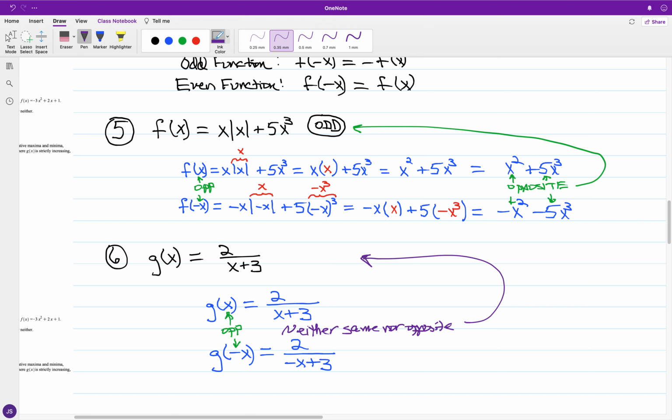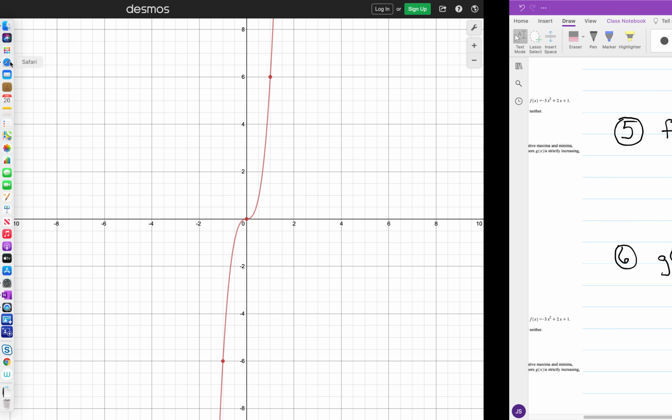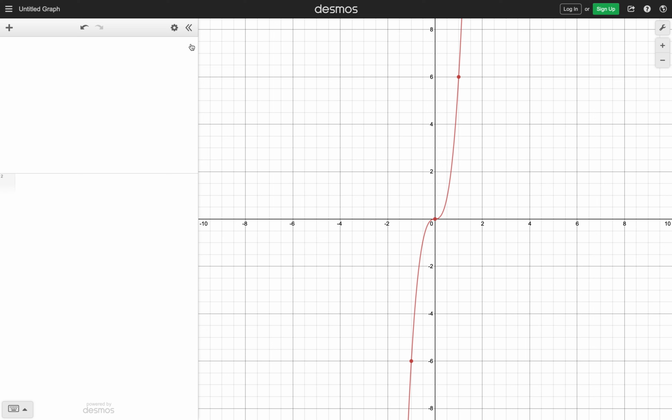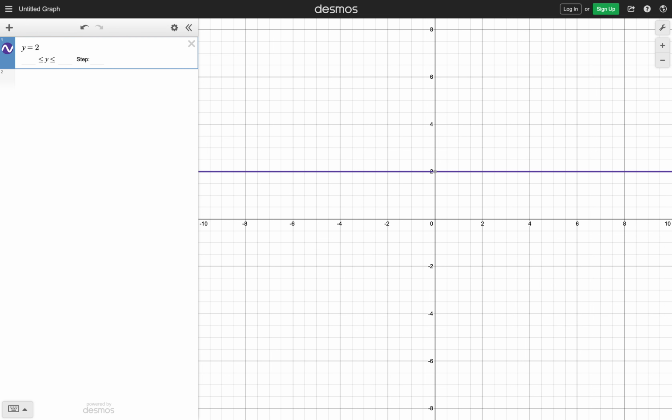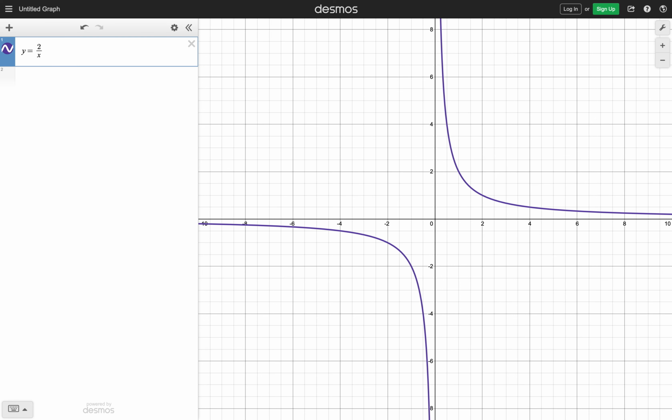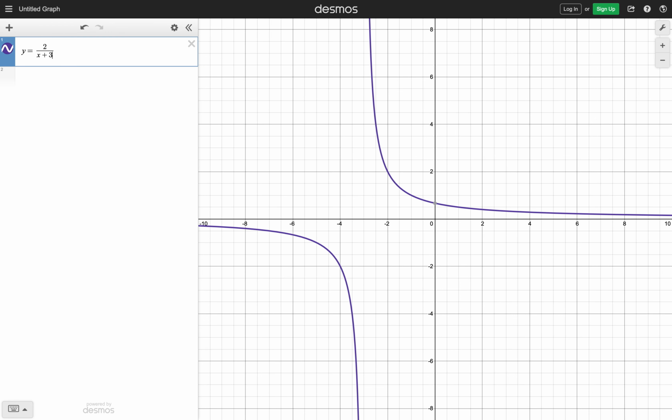And so in terms of whether the function is odd or even, it happens to be neither case. And just like, say, with the rational function case, you have y is equal to 2 over x plus 3. If you notice, you don't have any symmetry with respect to the origin, nor do you have it with respect to the y-axis.